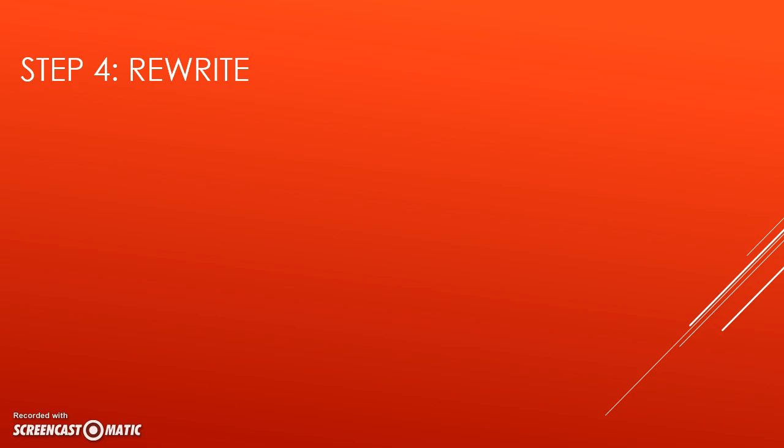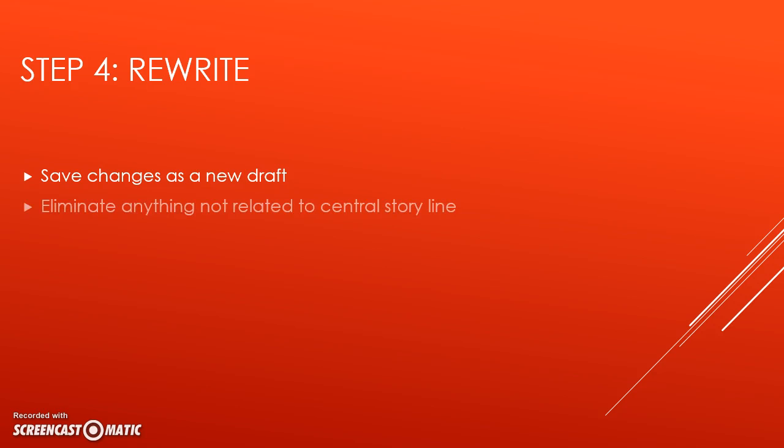The fourth step is to rewrite your draft. You want to make sure that every time you rewrite your stories, you save a new draft because sometimes you rewrite something and you decide that it sounded better the first time. Eliminate anything that's not related to the central storyline. When you're writing shorts, you want to make sure that everything is very clean and simple. Keep the settings limited, keep the characters limited, eliminate anything that can be taken out.